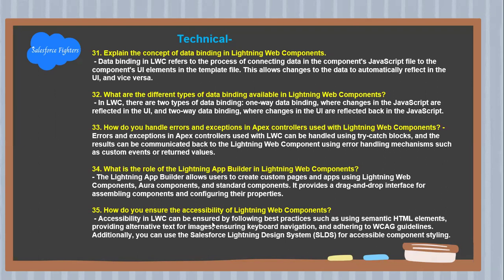Next question, how do you ensure accessibility of Lightning Web Components? Accessibility in LWC can be ensured by following best practices such as using semantic HTML elements, providing alternative text for images, ensuring keyboard navigation, and adhering to WCAG guidelines. Additionally, you can use the Salesforce Lightning Design System, SLDS, for accessible component styling.